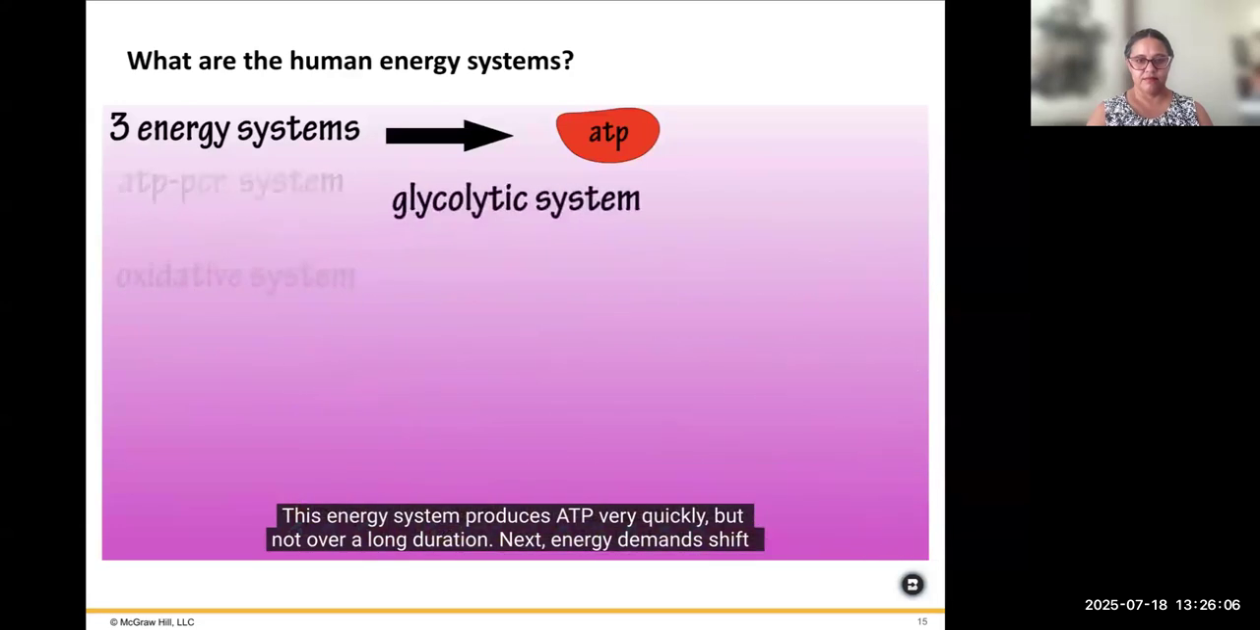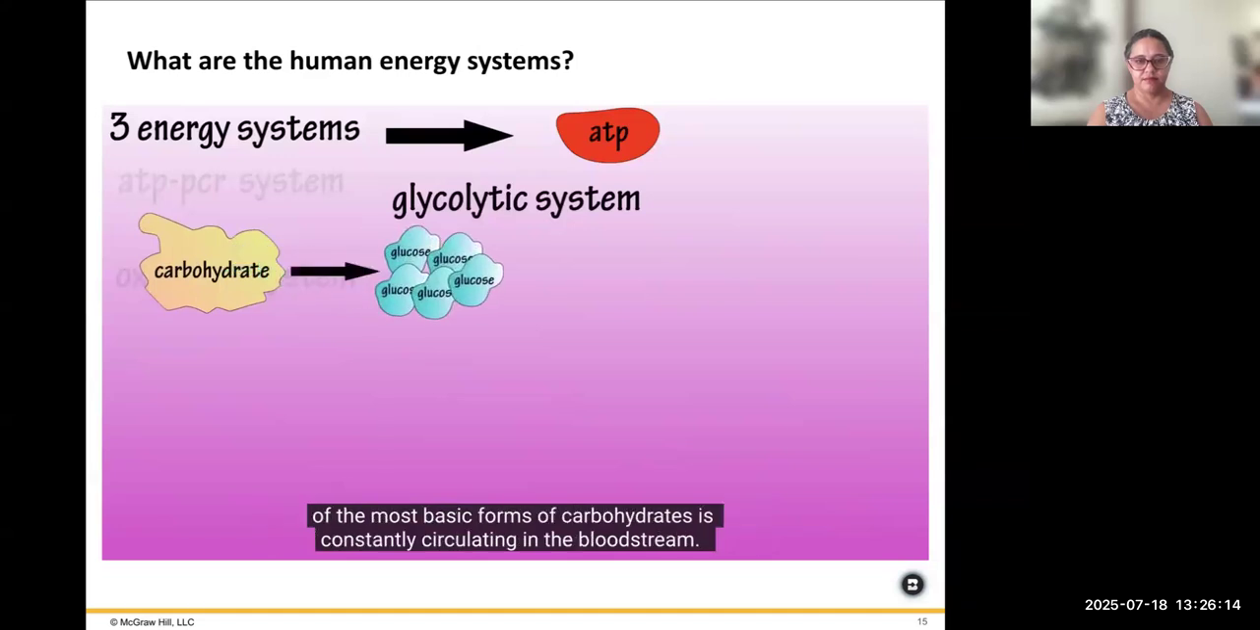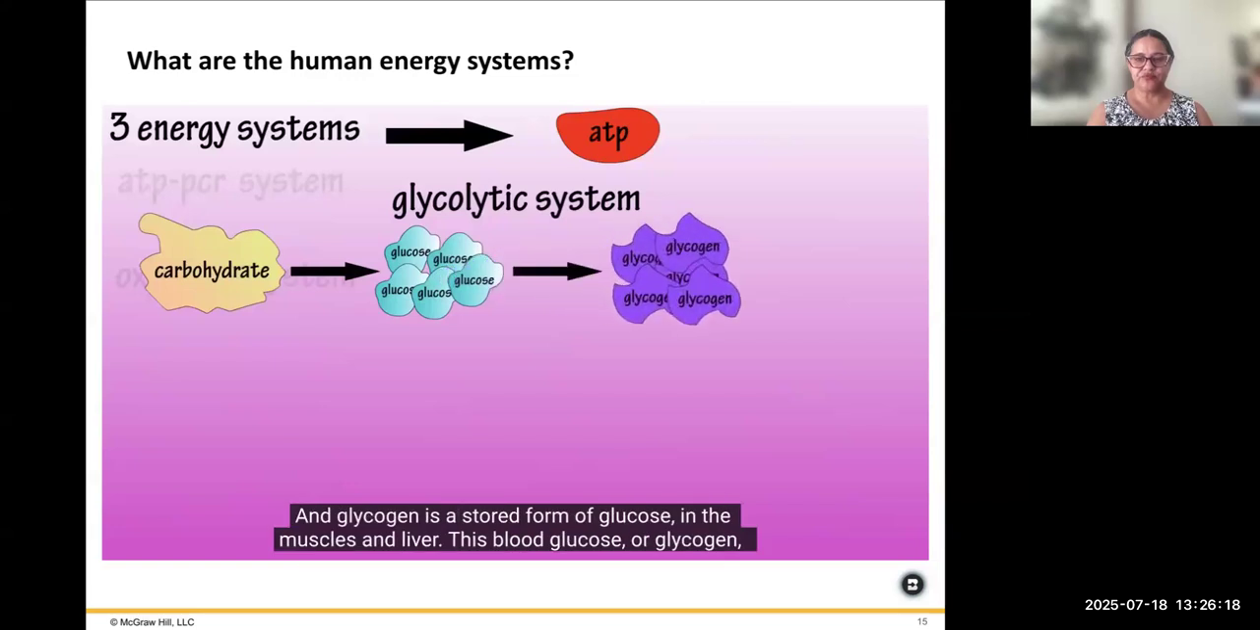This energy system produces ATP very quickly, but not over a long duration. Next, energy demands shift to the glycolytic system. This system relies on the rapid breakdown of carbohydrates. Glucose, which is one of the most basic forms of carbohydrates, is constantly circulating in the bloodstream. And glycogen is a stored form of glucose in the muscles and liver.